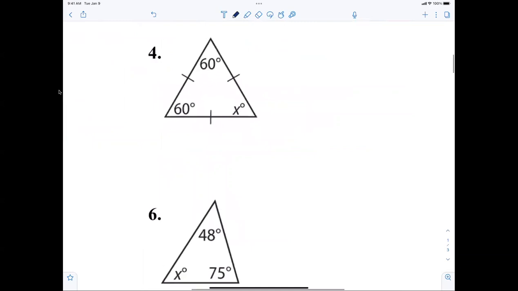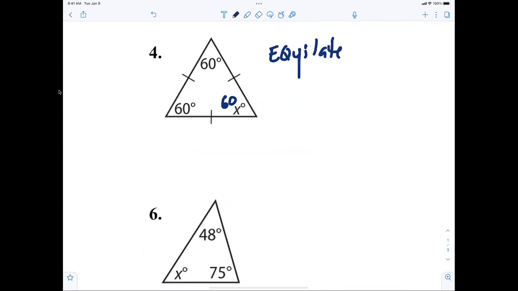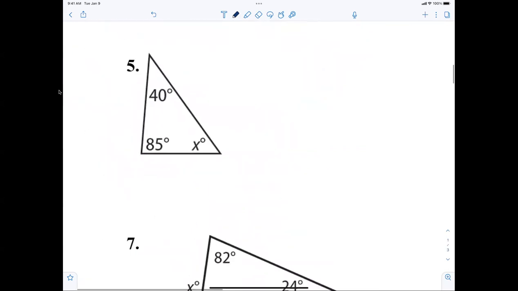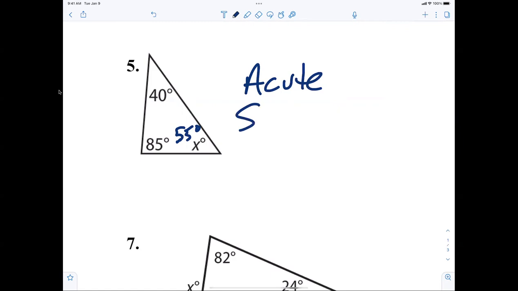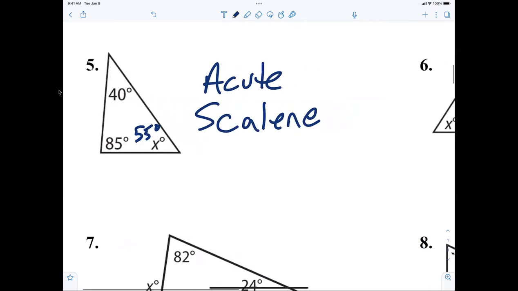All right, Quinn, you're up. Number 4. X is 60. Equilateral, thank you. Equilateral, and it's acute. Exactly. Equilateral and acute. Mr. Williams, you're up, buddy. 55 degrees. Now classify it. Why is it obtuse? Acute, thank you. Are any sides the same? Scalene. Nice.